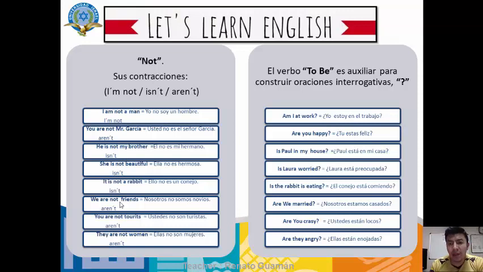And the verb to be, you can find am I at work? Are you happy? This is when you make the verb to be in interrogative sentences. For example, you make questions. And this is the structure you can use. The verb to be at the beginning of the sentence: am, is, are, the subject, and the complement. For example, are you with me? Are you angry? ¿Estás enojada?